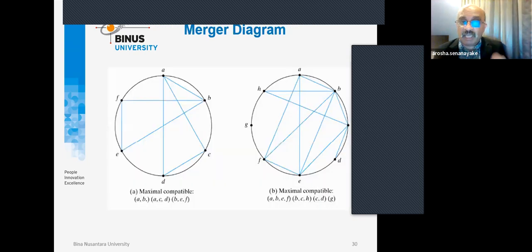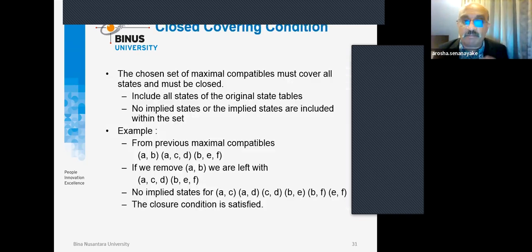That's what we have: AB, ACD, BF, because we have found out that they are all compatible. Then we can reach another conclusion. What is that? Of course, the closed covering condition. So the chosen set of maximal compatibles must cover all states and must be closed.